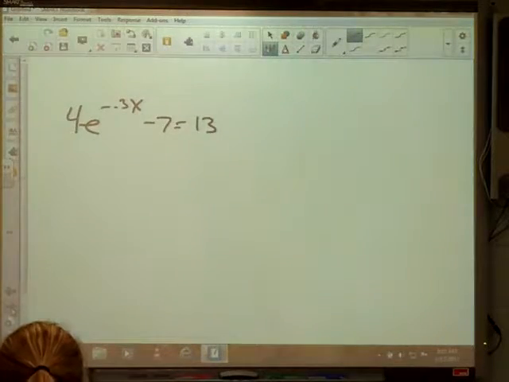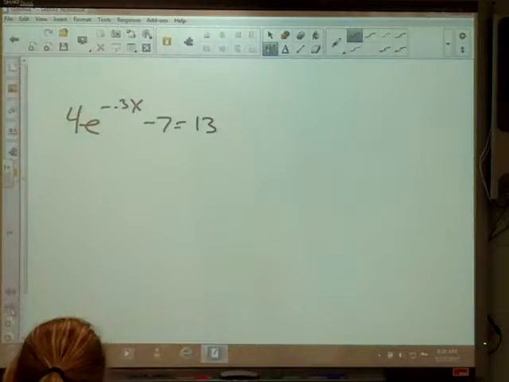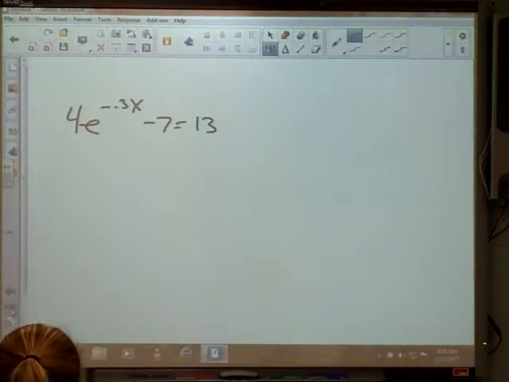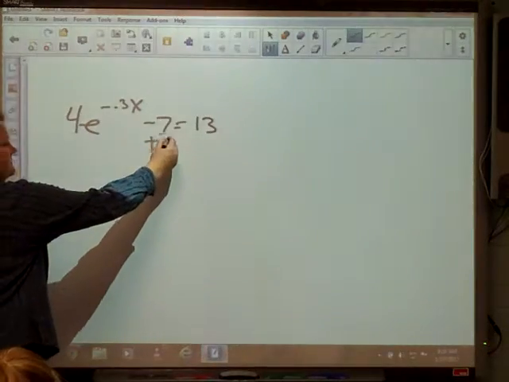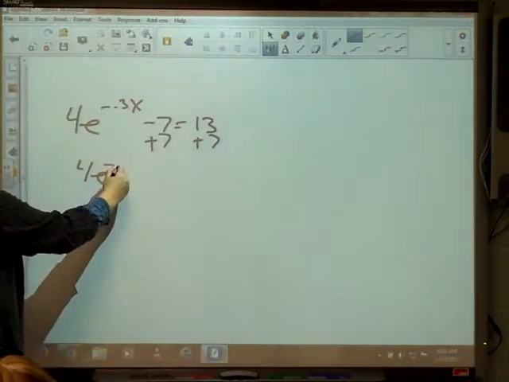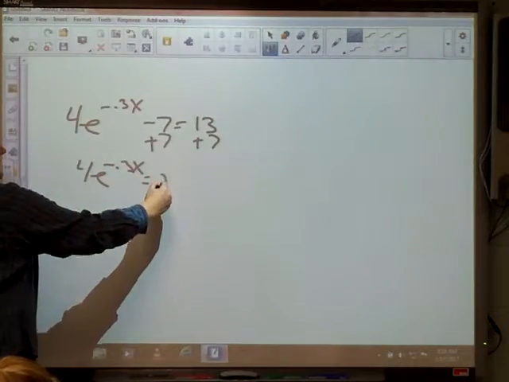Exponential form just has the base and the exponent. There's extra stuff here, so I need to get rid of extra junk. The first thing I'm going to do is get rid of anything extra that's being added or subtracted. So I'm going to add 7 to both sides. So I've got 4e to the negative 0.3x is equal to 20.